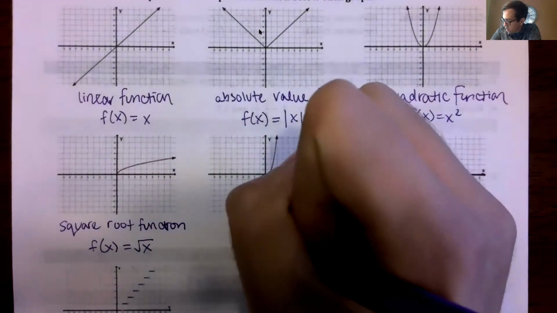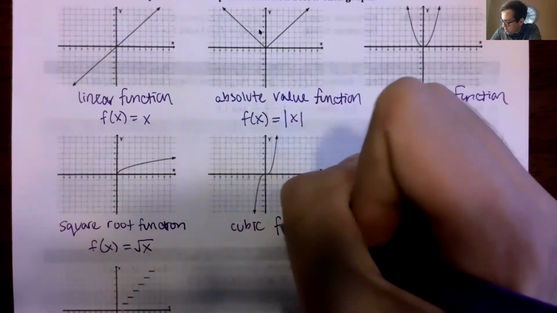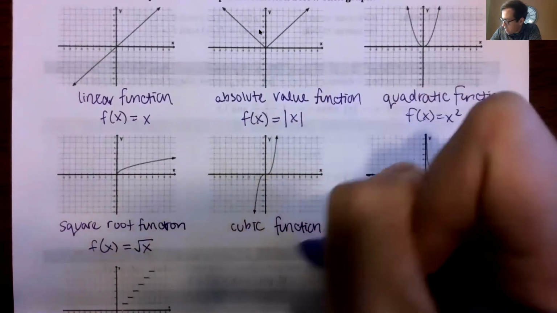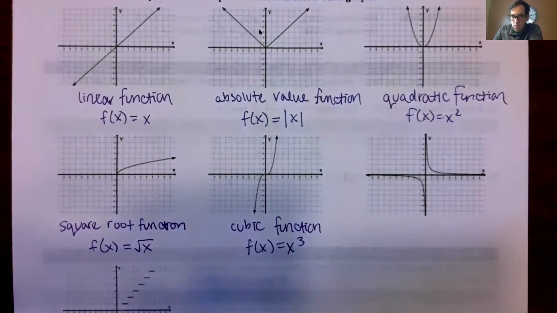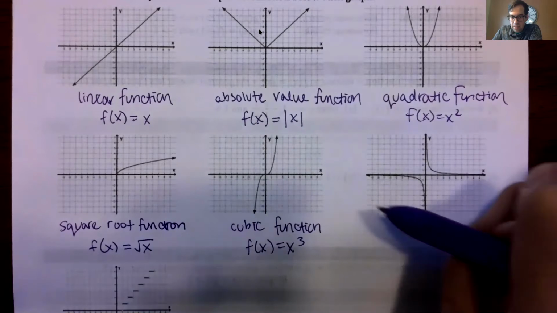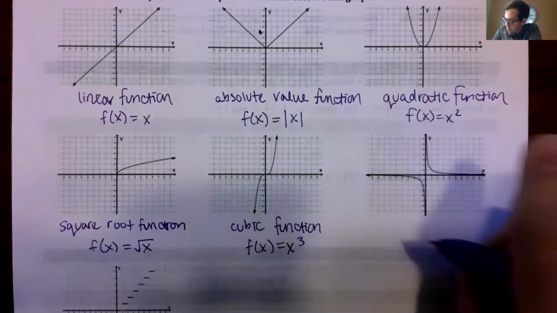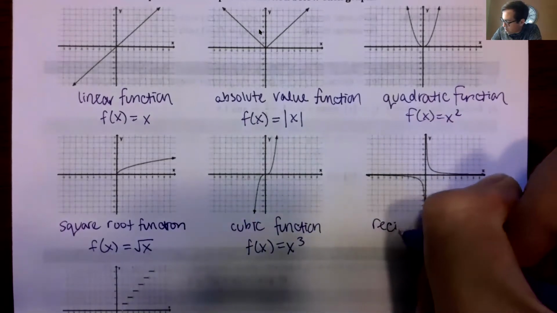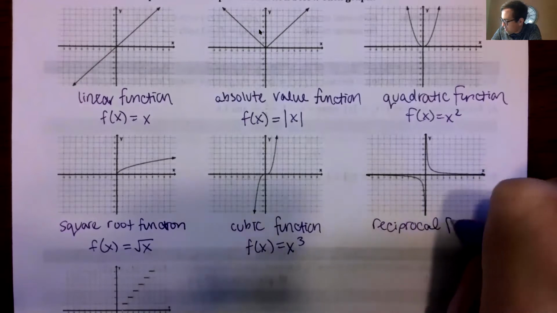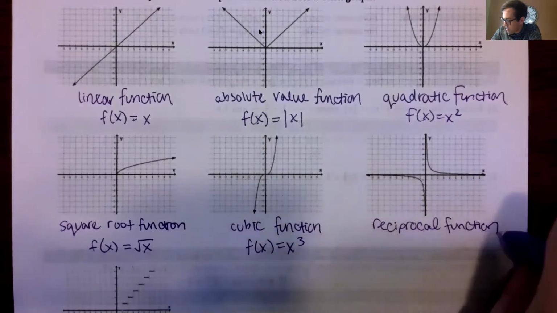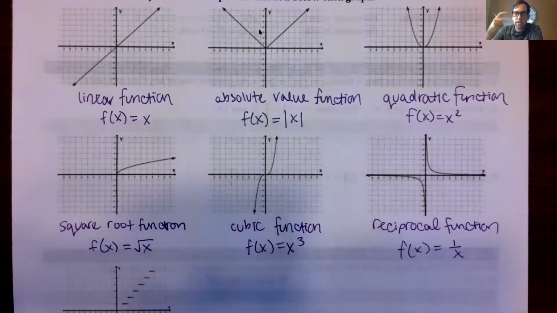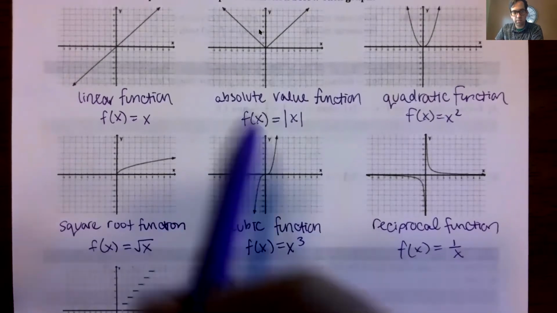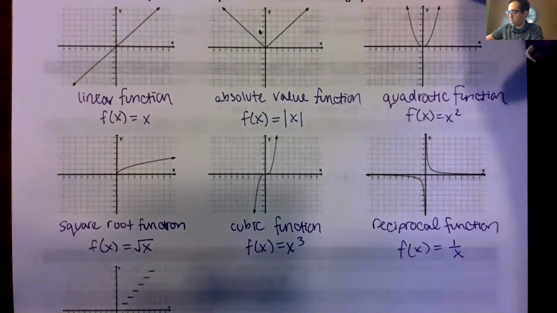The next one is a cubic function, which, as you may guess, has an equation of f of x equals x cubed. The next one has two pieces and two asymptotes, and that is called the reciprocal function, because it has an equation of 1 over x. Reciprocal, remember, means a flipped fraction. And so think of just this as being the flipped version of the original linear function.